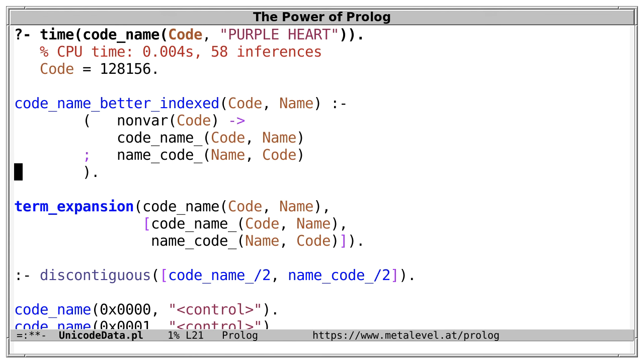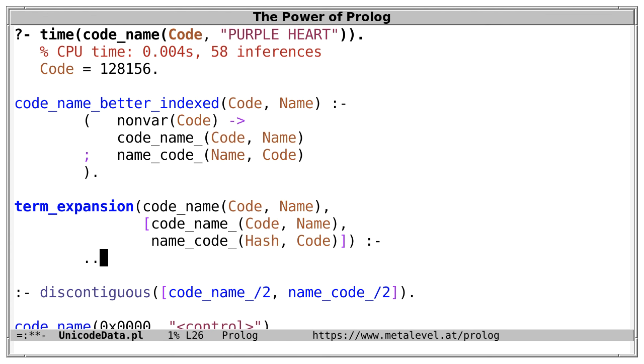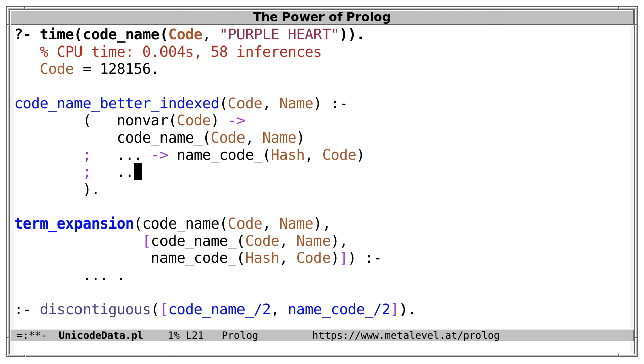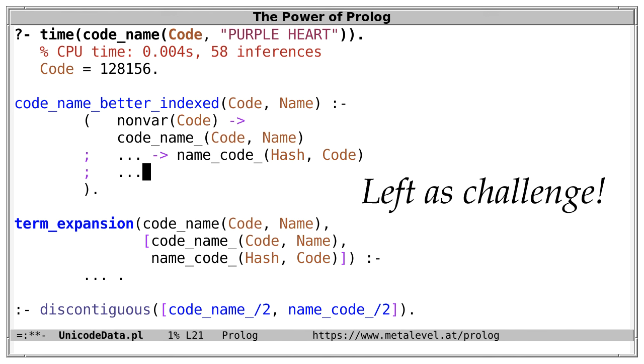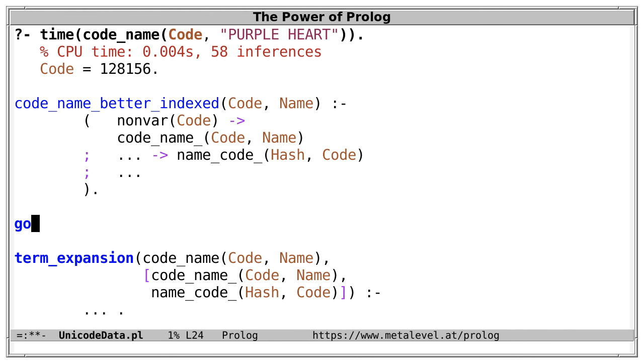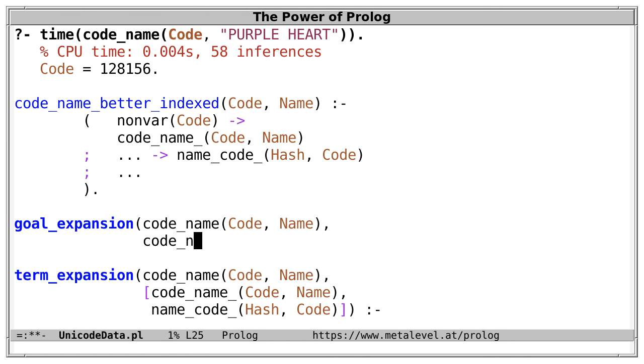Now we can manually work around this problem too. For instance, we can help the system with an atomic hash that we somehow derive from the name, so that we can benefit from indexing. And this may require adjustments, for instance here and also here, which I leave as a challenge. And now, and that's the point of all this, we can add a goal expansion rule to automatically replace calls of code name with code name better indexed.